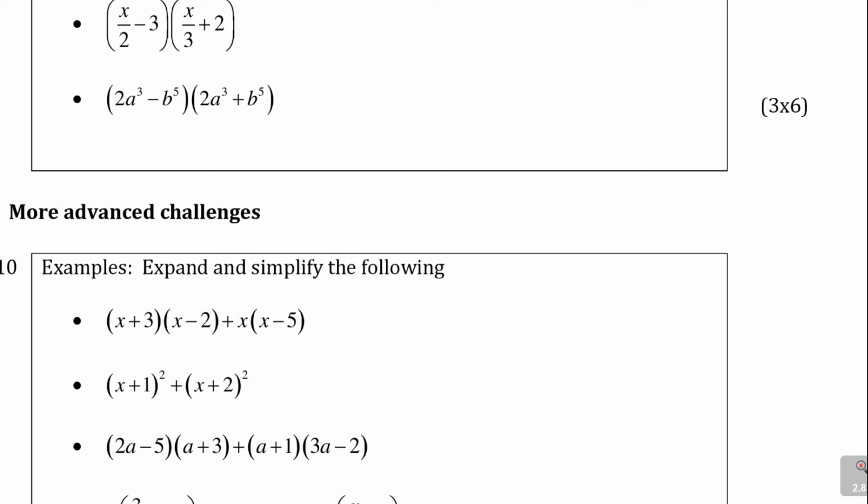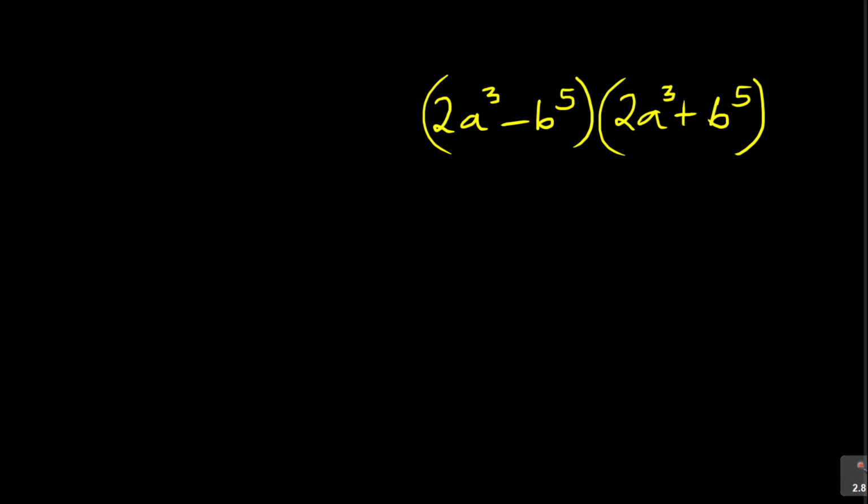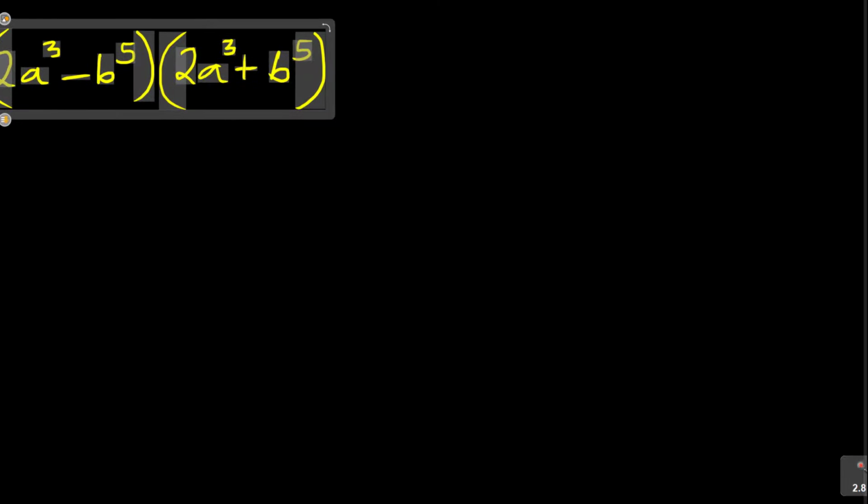Alright, lastly, let's work on this one. I love this one. It's also very important. Look at this one. 2a cubed minus b to the power of 5. Can you try this one also? 2a cubed plus b to the power of 5. Just want to show you something quicker here. If ever you're able to pick it up, that was good.